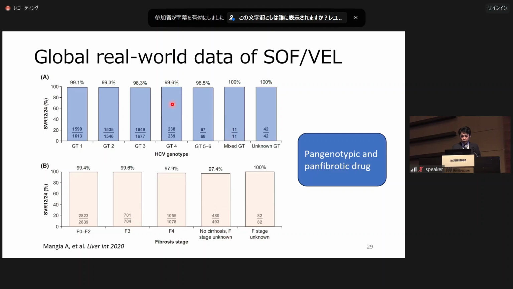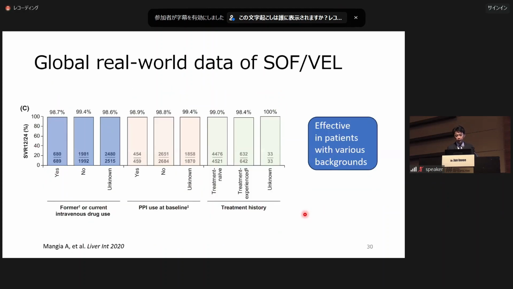This is real-world data of Sofosbuvir/Velpatasvir, Epclusa. This is effective in genotypes 1 to 6, and also effective in each fibrosis stage from F0 to F4. So this drug is pan-genotypic and pan-fibrotic. Also, Epclusa is effective in patients with various backgrounds, like intravenous drug users, PPI users, and any treatment histories.